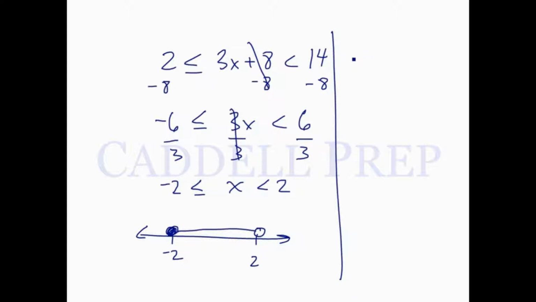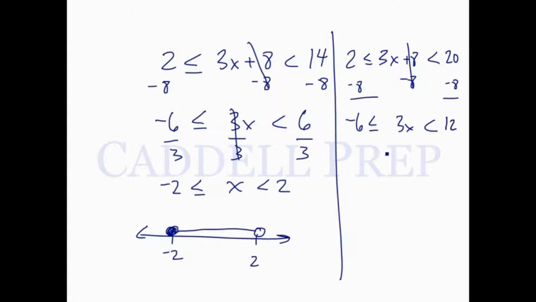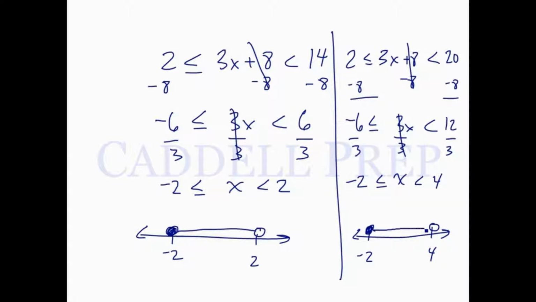So I'll just quickly do a similar example. So let's see, what can I make this? Let's make this 20. So now same thing, minus 8, minus 8, minus 8. Again, negative 6, 3x. This time we have 12. Now we divide by 3. We get negative 2, x, and 4. So this time we have negative 2 to 4. Again, this one's solid, this one's open, based on these signs, and that's our solution.